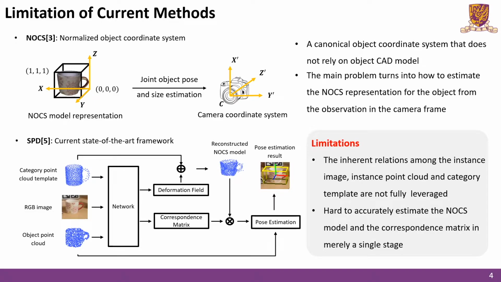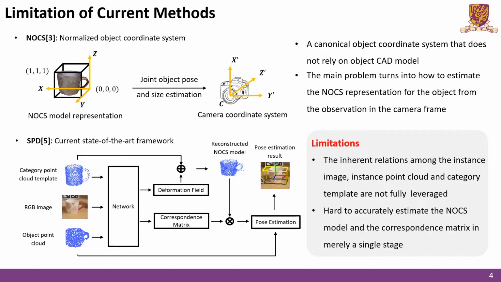Taking this mug as an example, the network would have three inputs: an RGB image patch, and the corresponding point cloud for the mug. These two inputs are in the camera coordinate system. The third input is a template point cloud for the mug category. The template is in the NOCS space, so we can refer to it as an object coordinate system. The network would have two predictions.